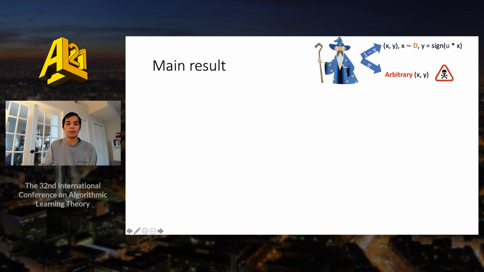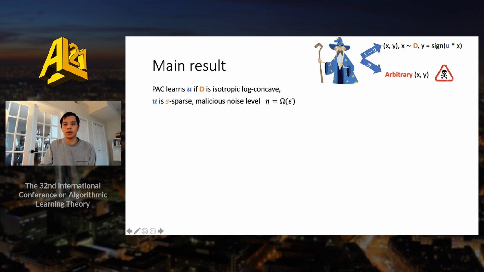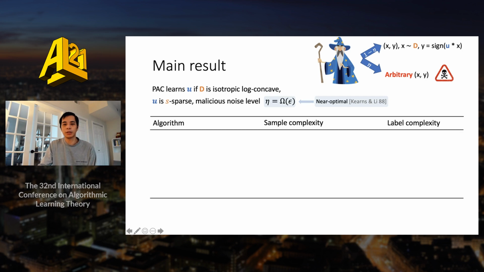This is our main result. We show that it's possible to PAC-learn the underlying half-space u in polynomial time if the underlying distribution D is isotropic log-concave, u is s-sparse, and the malicious noise level eta is omega of epsilon. Here epsilon is the target error rate, and we know that such noise tolerance is near optimal.